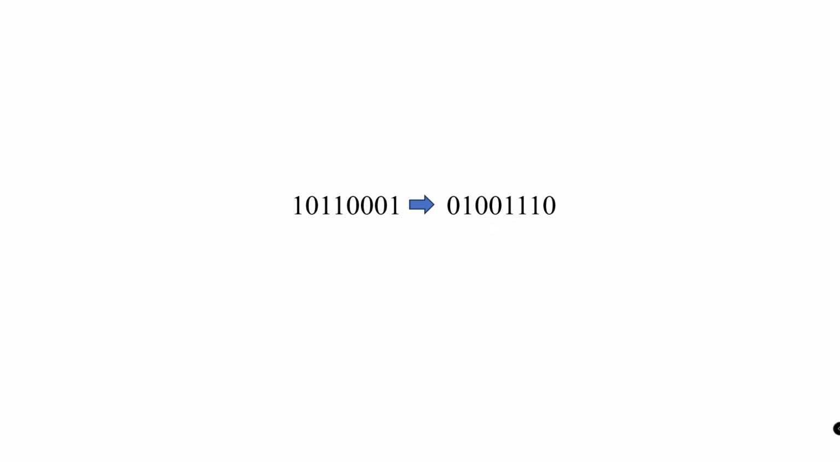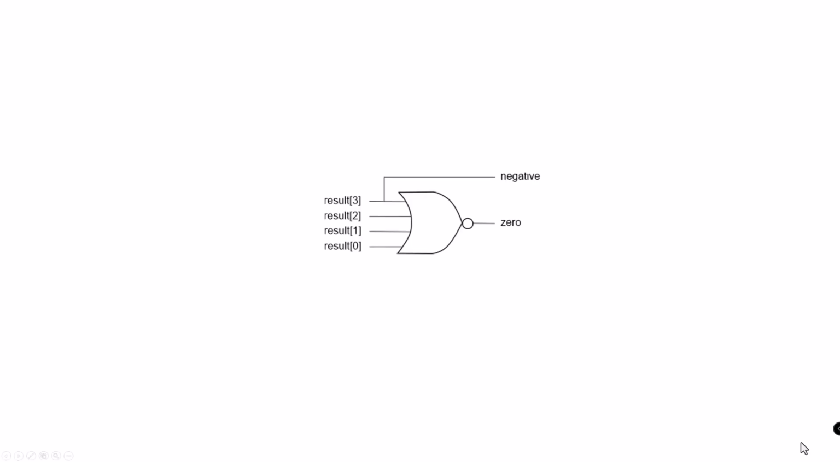Here's an 8-bit number. As an unsigned number, its decimal equivalent is 177. As a 2's complement number, its decimal value is -79. To perform the negation of a 2's complement number, we first form the 1's complement, flipping every bit in the number. We then add 1 to that result, creating the 2's complement. We can test a 2's complement number for negativity by looking at the most significant bit. We can test a value for 0 by NORing all of the bits together.